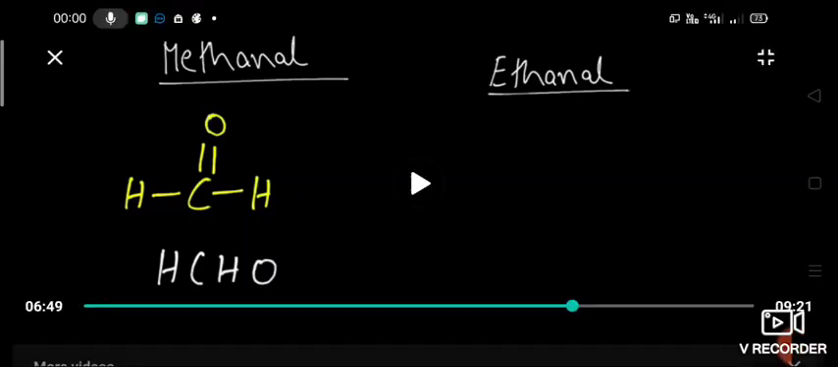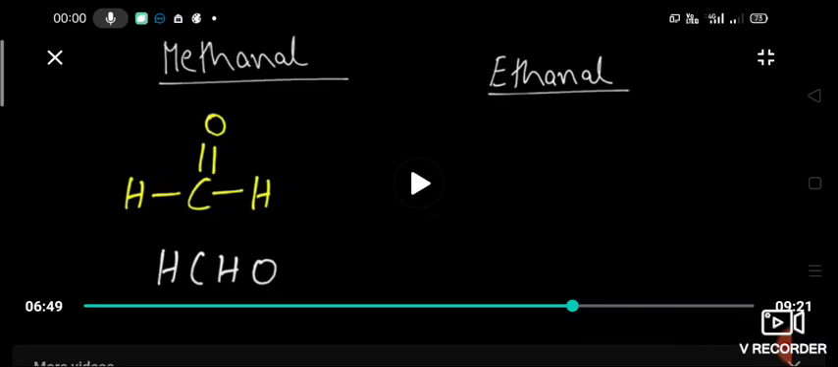Another important thing: methanal is also known as formaldehyde. Have you heard about formaldehyde? Formaldehyde is used for preserving specimens in the biology lab. We preserve specimens in formaldehyde. You might have seen the specimen box. Some plants and animals are preserved in a specimen bottle.